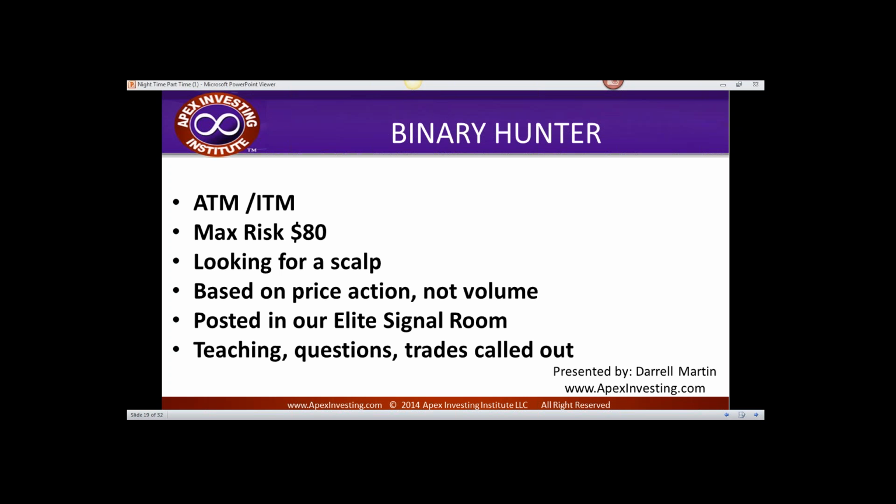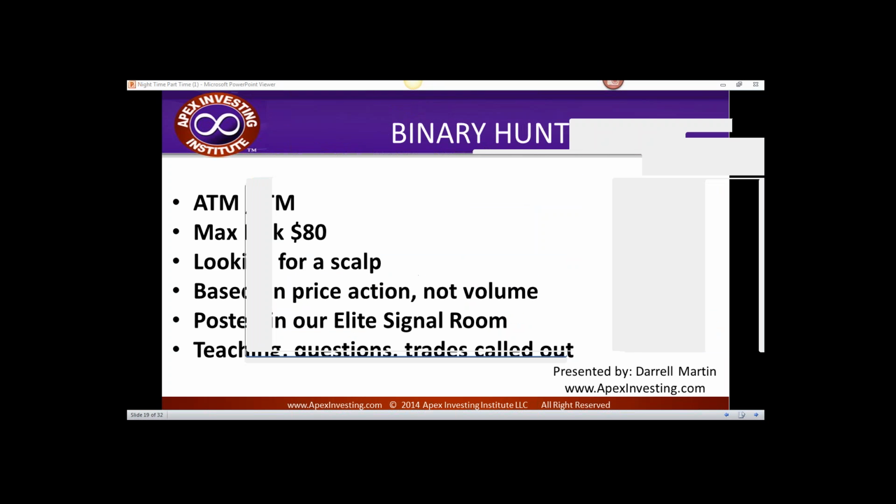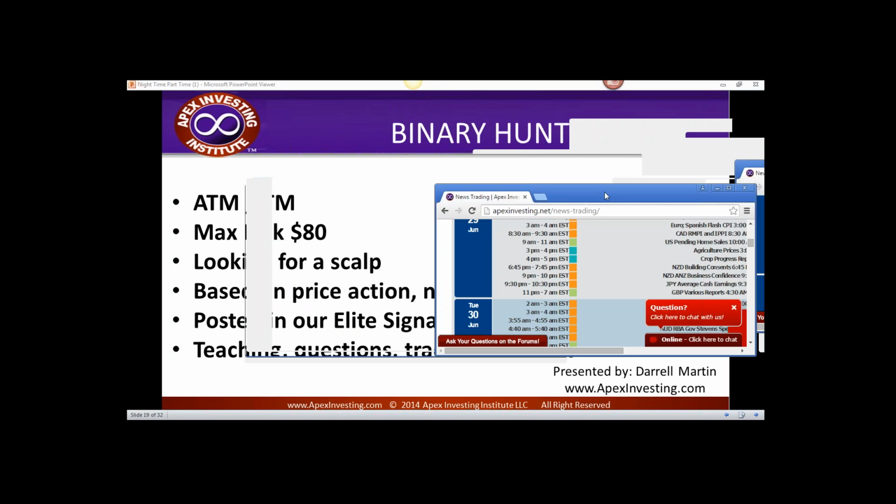Even at night, we've got these charts posted in our elite signal room, and some of our leaders are in there teaching the system, calling out trades, answering questions. All the charts are just right there for everybody to see and learn off of together. It's really great. I'm going to pause right here for a minute, and let's just clarify those two things.